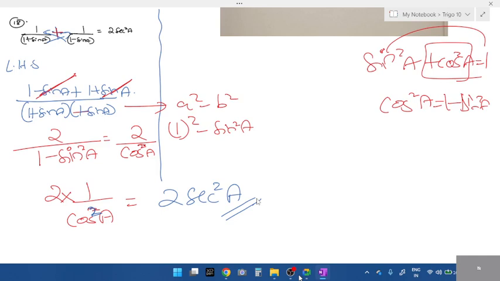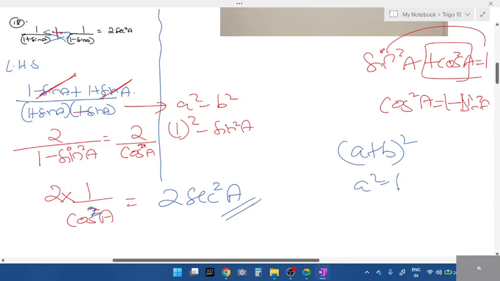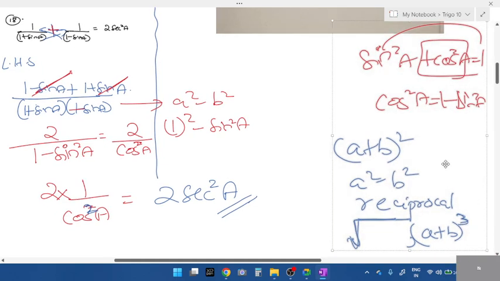So far we are doing only the square relation, students. There are 2 more concepts left. So far we have done a plus b the whole square, a square minus b square, and the reciprocal relation. Another 2 concepts are left. Root value: how to solve when a root value is given. That is left, and the a plus b the whole cube concept is left. So maximum you will have only the square relation and cube relation for trigonometry.